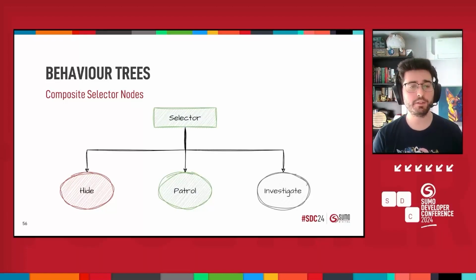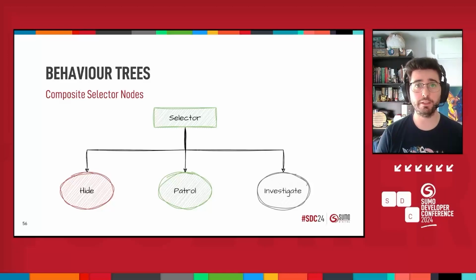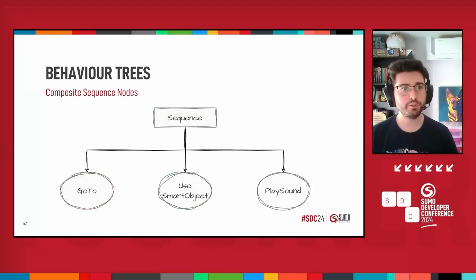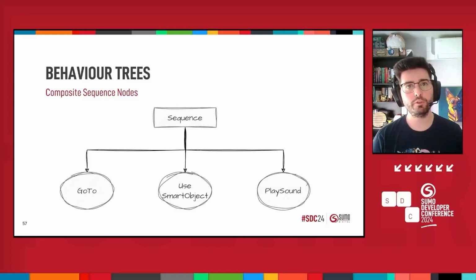Because it found a success state, it will then return its success state. Because a selector node will only run until it finds a success state or until all of its children fail, and then it will return a failure status. The next type of composite node is sequence nodes. These will run all of its children until either all of them succeed or one of them fails.